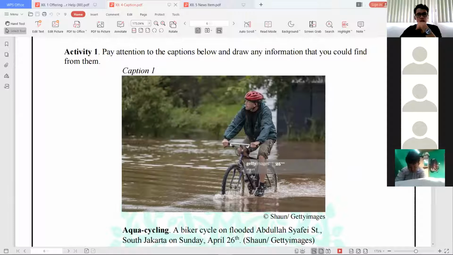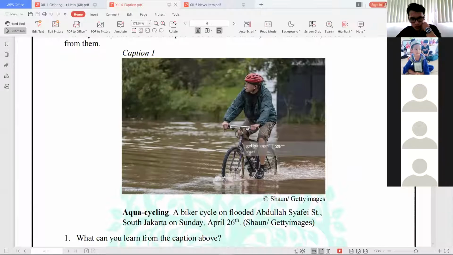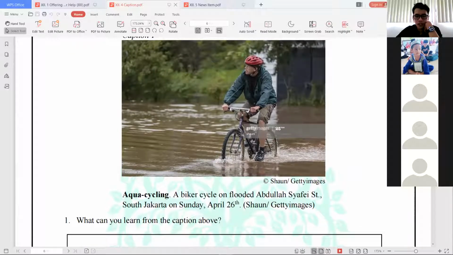Pay attention to the captions below and draw any information that you can find from them. Caption 1. A man riding a bike in the middle of a flood, taken by Sean in Getty Images. Aqua cycling. A biker cycled on a flooded Abdullah Shafi'i Street, Jakarta on Sunday, April 26. So it is just one sentence. A biker is the who, cycled is what happened, on the flood is what happened. Abdullah Shafi'i Street, Jakarta is where, and on Sunday, April 26 is when.